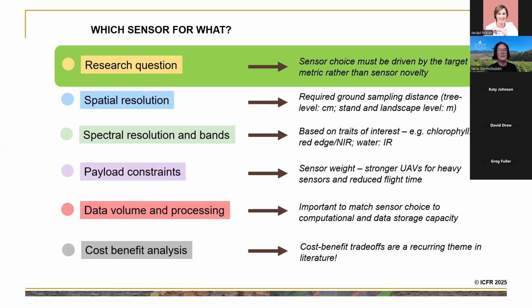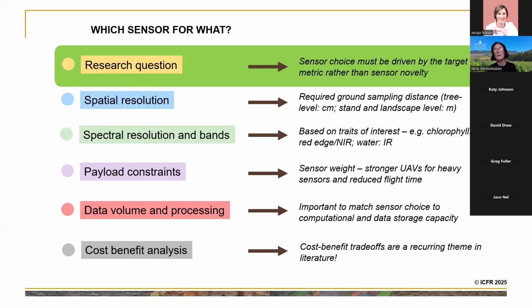Also, taking into consideration the spectral resolution and bands based on the traits of interest. For example, if we're interested in a study that requires readings of chlorophyll, we need to include the red edge and near infrared bands. If we're interested in moisture and water, we need to make sure that our sensor collects data around the infrared area.